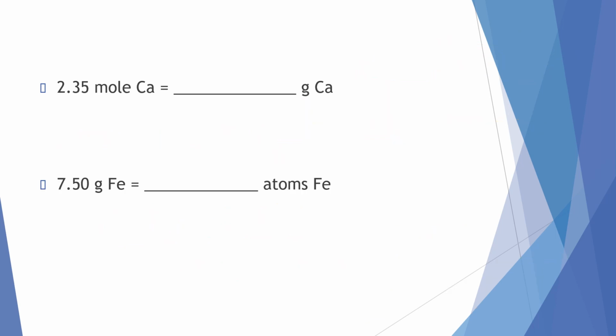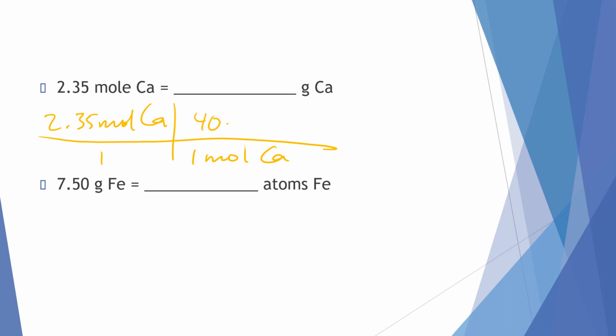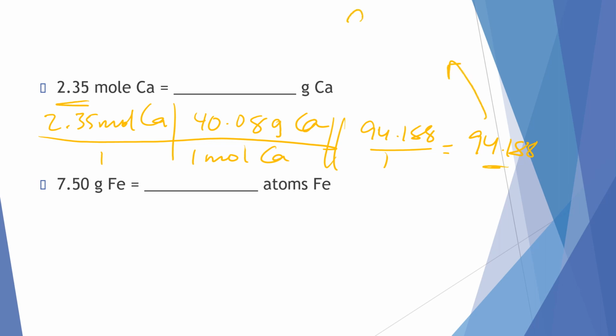2.35 moles of calcium to grams of calcium. So my known, 1 mole of calcium on the bottom, and then calcium, the molar mass is 40.08 grams of calcium. Getting that from the periodic table, that's all. 2.35 times 40.08. I end up with 94.188 over 1, which is 94.188. 3 sig figs, so it's going to be 94.2 grams of calcium.